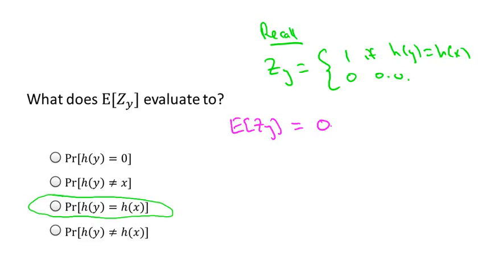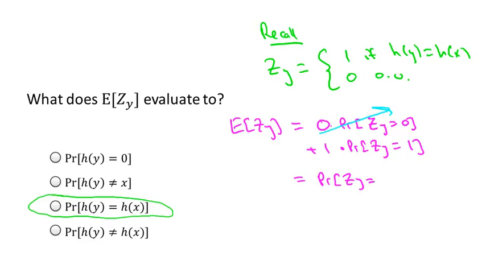So one way to compute the expected value of a 0-1 random variable is you just say, well, there are the cases where the random variable evaluates to 0, and then there's the cases where the random variable evaluates to 1. And of course we can cancel the 0. So this just equals the probability that Z_y equals 1. And since Z_y being 1 is exactly the same thing as x and y colliding, that's what gives us the answer. Okay, it's just the probability that x collides with y.